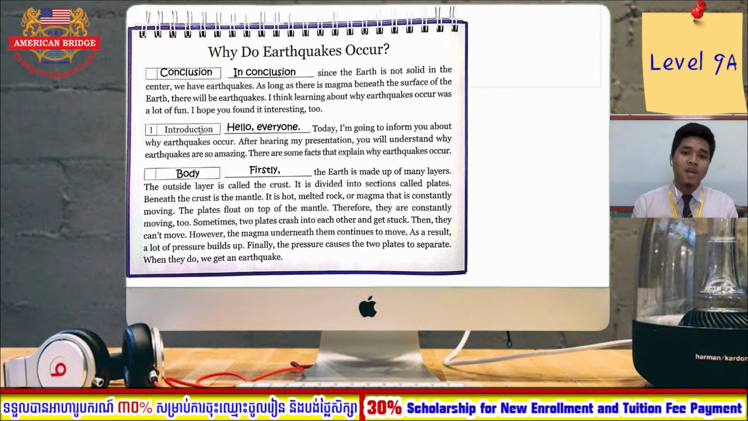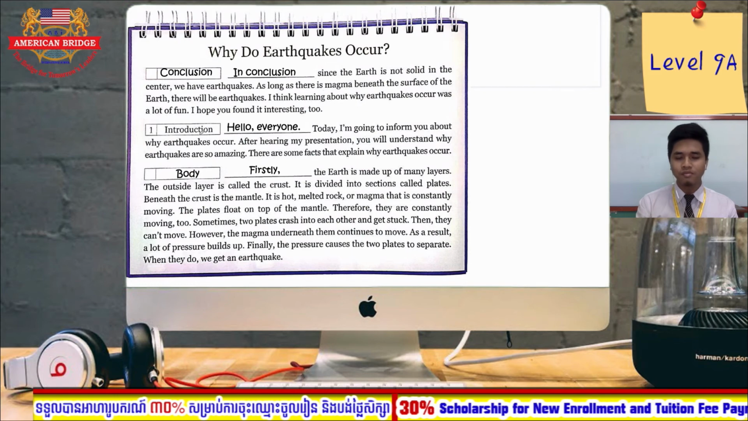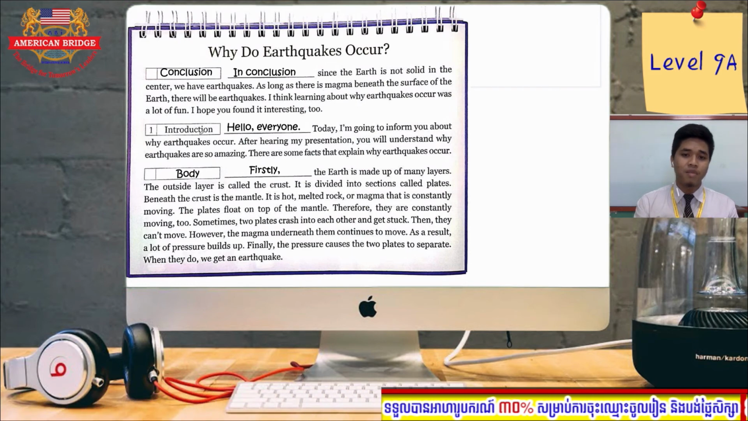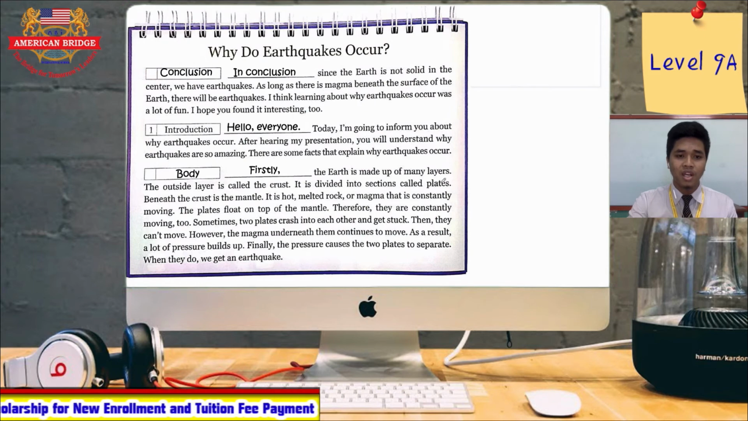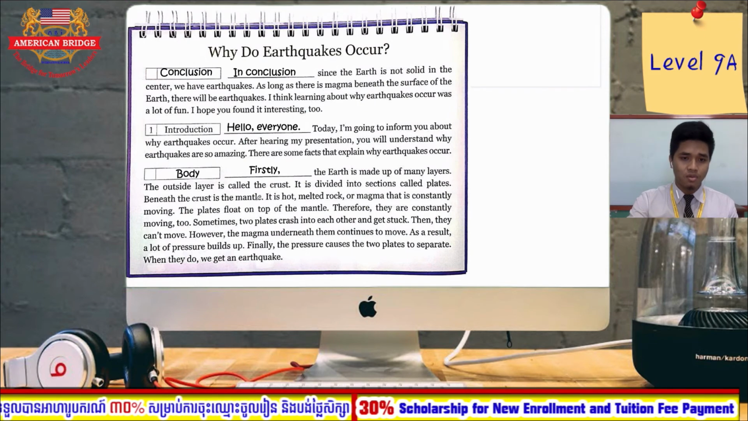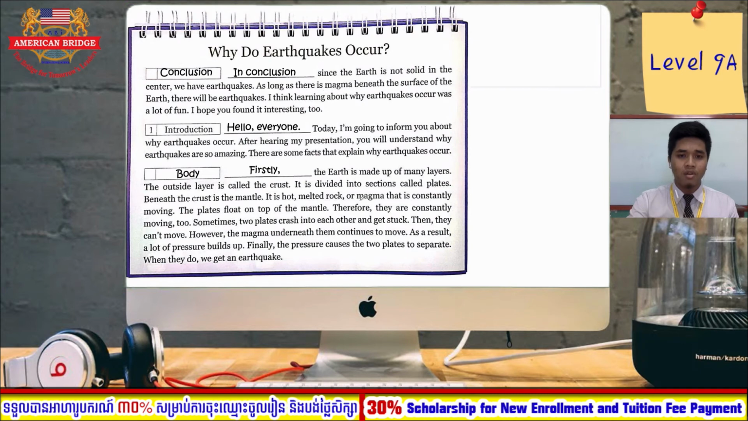Hello everyone, today I'm going to inform you about why earthquakes occur. After hearing my presentation, you will understand why earthquakes are so amazing. There are some facts that explain why earthquakes occur. Firstly, the earth is made up of many layers. The outside layer is called the crust. It is divided into sections called plates. Beneath the crust is the mantle. It is hot melted rock or magma that is constantly moving. The plates float on top of the mantle, therefore they are constantly moving too.